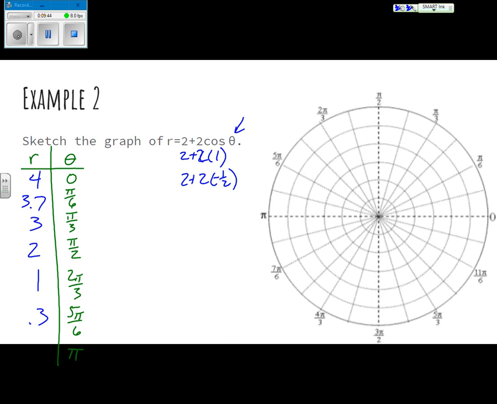And then pi is probably not going to be too bad. Cosine of pi is negative 1. So I get 2 plus 2 times negative 1. So 2 minus 2 gave me 0. So that's as long as my table needs to be.